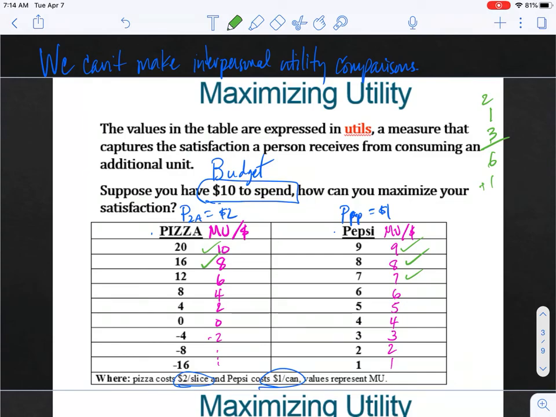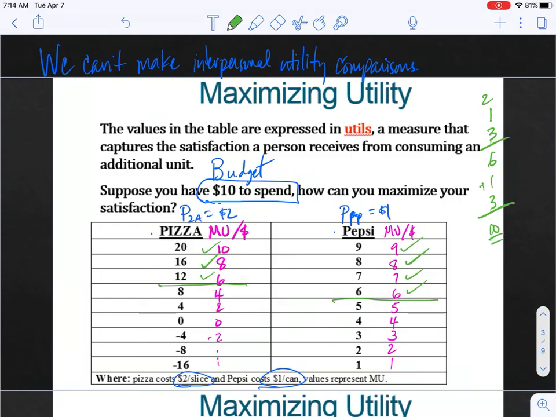What are we going to do next? Well, the third slice of pizza and the fourth Pepsi each give me 6 units of happiness per dollar. Which one can I do? I could do either one, and then I'd still have a little money left over, and ultimately I could do both. So there's another 3. So we'd split 6, 7, 10. Oh, now we're out of money. So this is where I stop.